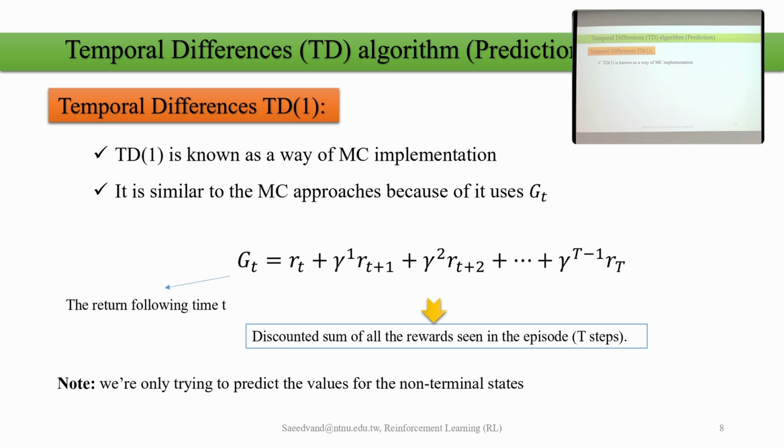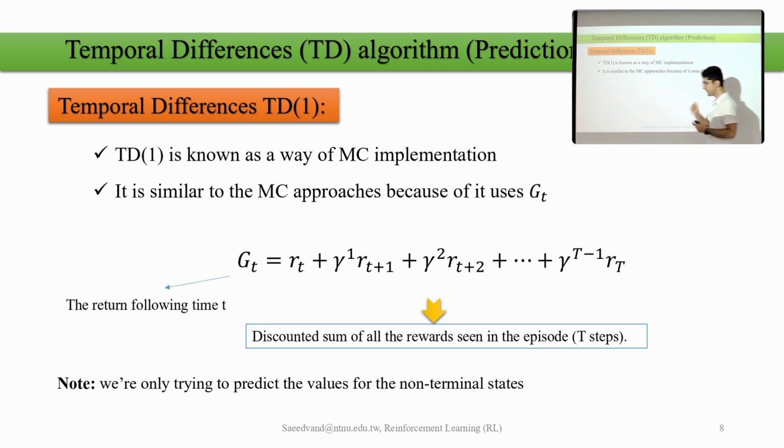If you look at the literature, you may get confused, but because they are very similar to the Monte Carlo implementation, TD1 is also known as the Monte Carlo implementation way, and in the literature it is known in this way. So what is the reason? The main reason for the similarity in mathematical form is the calculation of the GT.